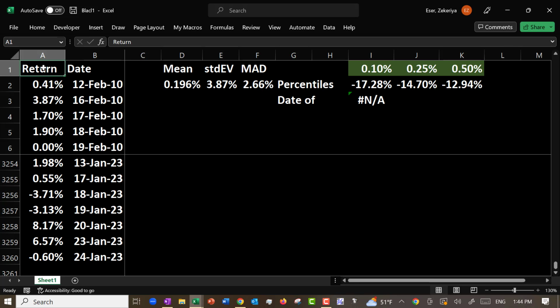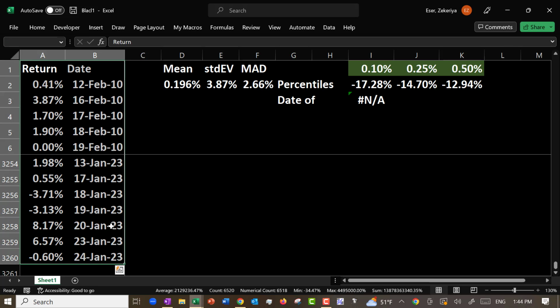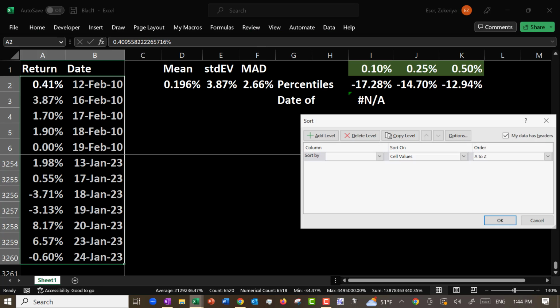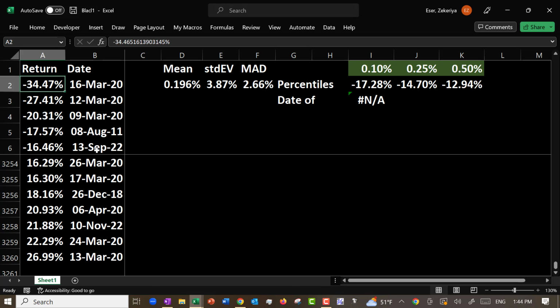Let's just do it. Let's sort these things, because I don't particularly care in what order they come, since I'm not doing a chart. I'm going to tell you why I'm sorting. Sort, I have headers, based on return. So there was a day on 16th March 2020. This stock lost more than a third of its value. That means NASDAQ 100 lost more than 11%.